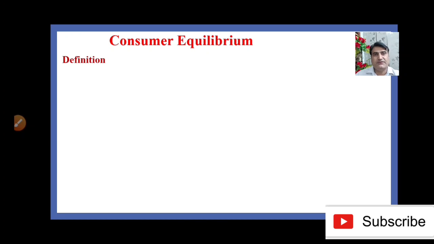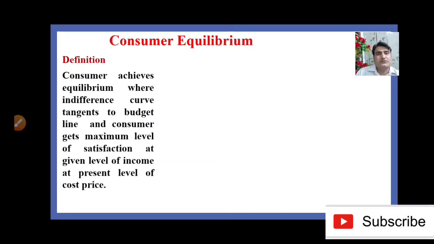So how can we define consumer equilibrium? We can say that the consumer achieves equilibrium where the indifference curve is tangent to the budget line and the consumer gets the maximum level of satisfaction at a given level of income at the present level of prices.